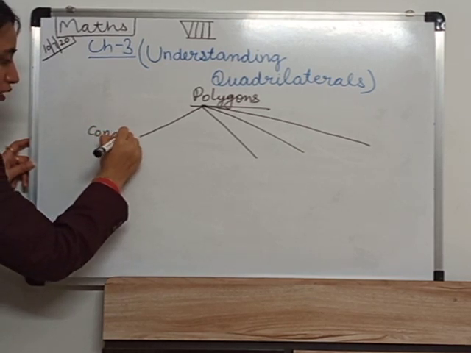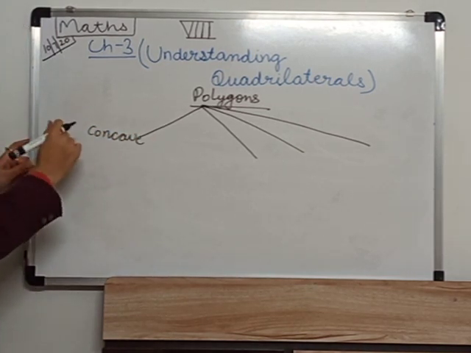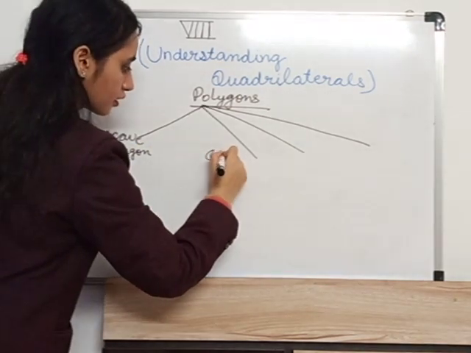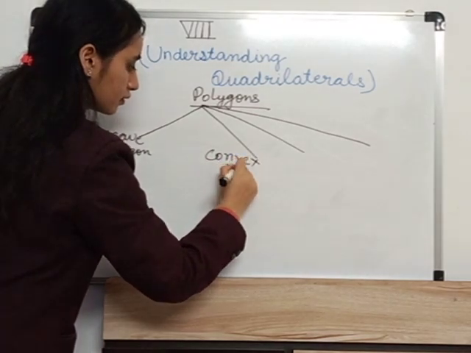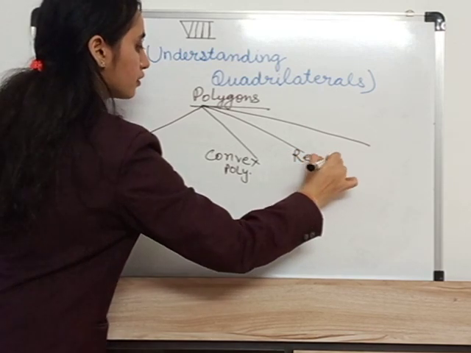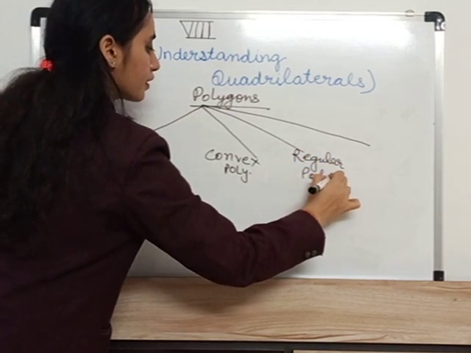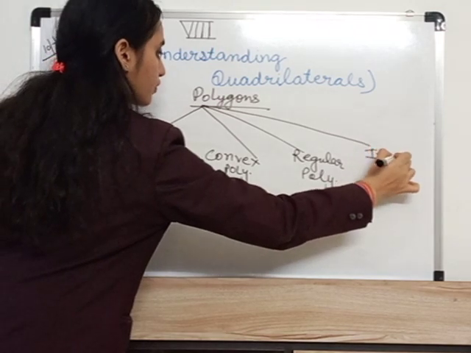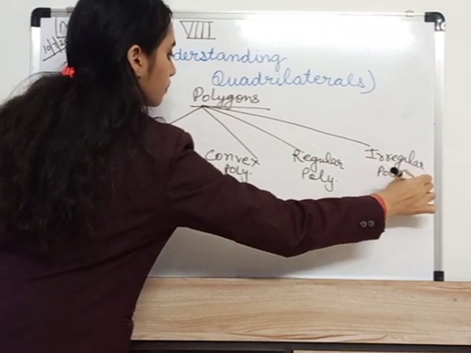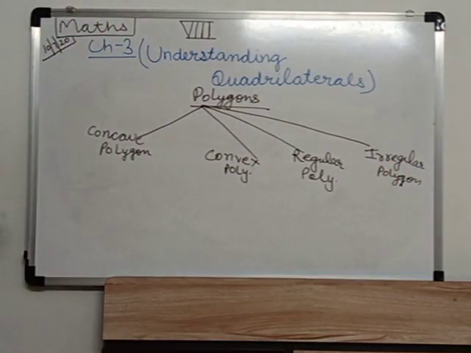First one is concave polygon. Next one is convex polygon. Next is regular polygon, and the last one is irregular polygon. Now how can we identify these polygons? Means, what is a concave polygon, what is convex, what is regular, what is irregular.